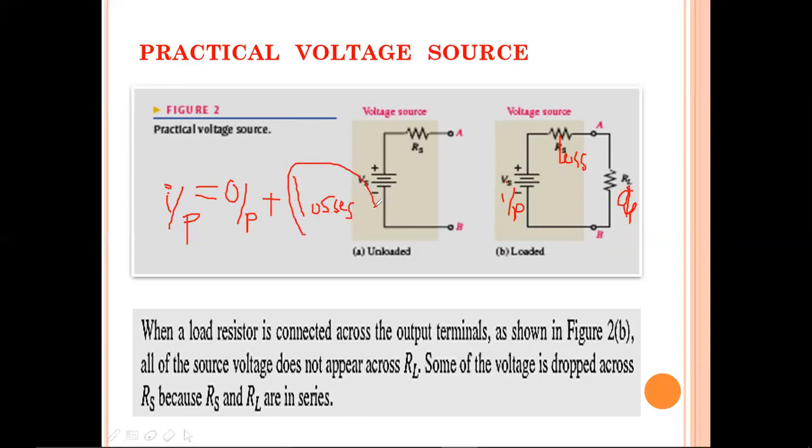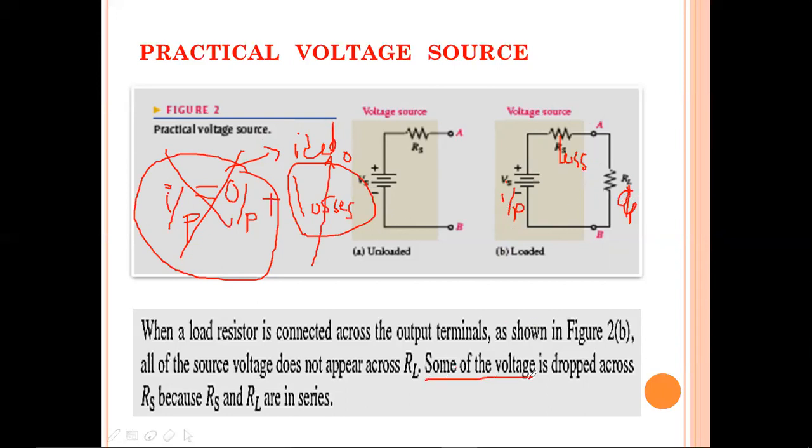If this loss tends to 0, that means input is equal to output. This is the ideal case, which never exists. So that is the reason input is equal to output plus losses. This loss I mentioned is a drop, called voltage drop. While the current travels through this resistance RS, it will develop a voltage drop across this resistor. So in a practical voltage source, that is the voltage across the output terminals.